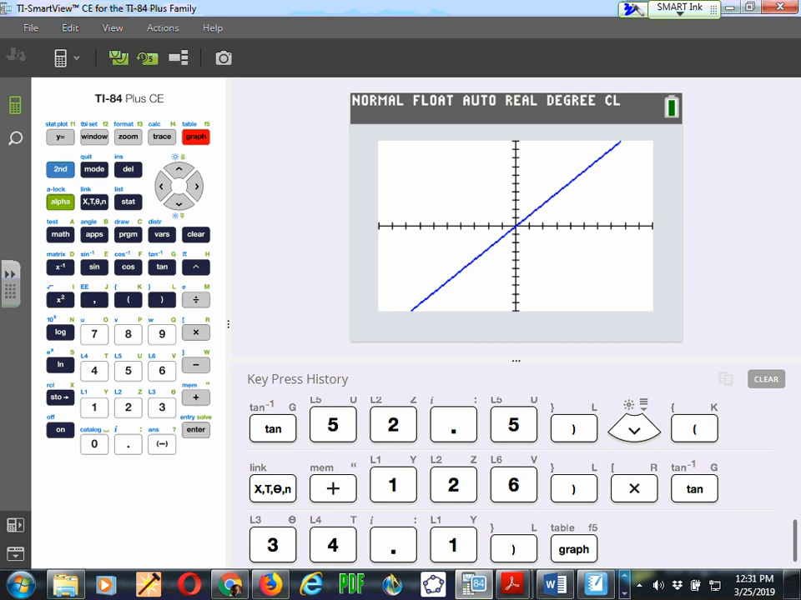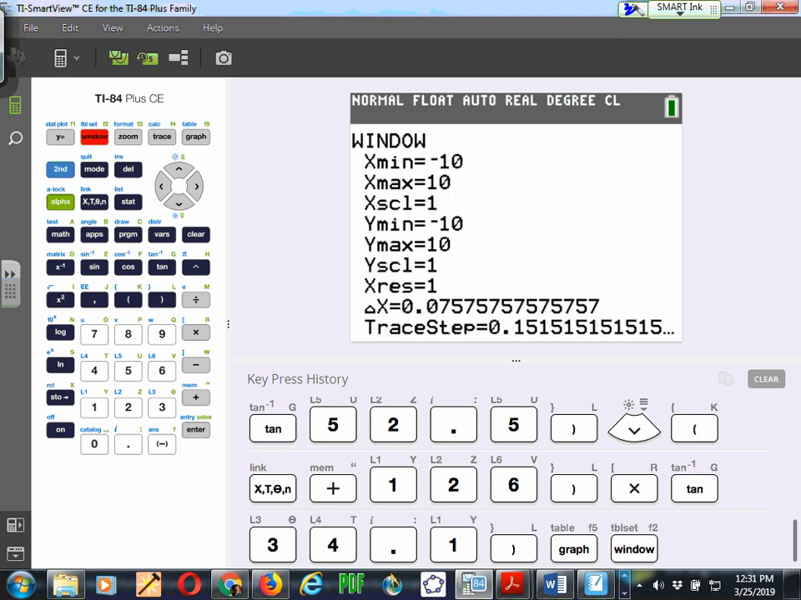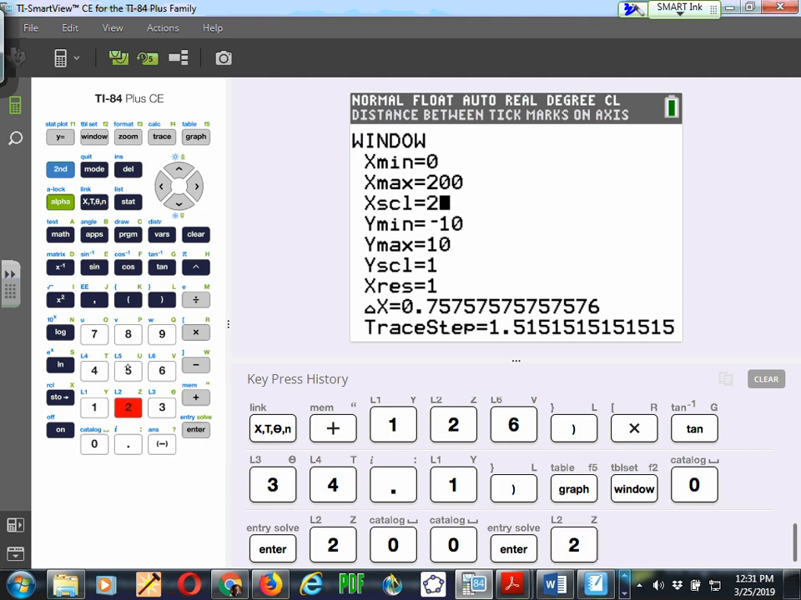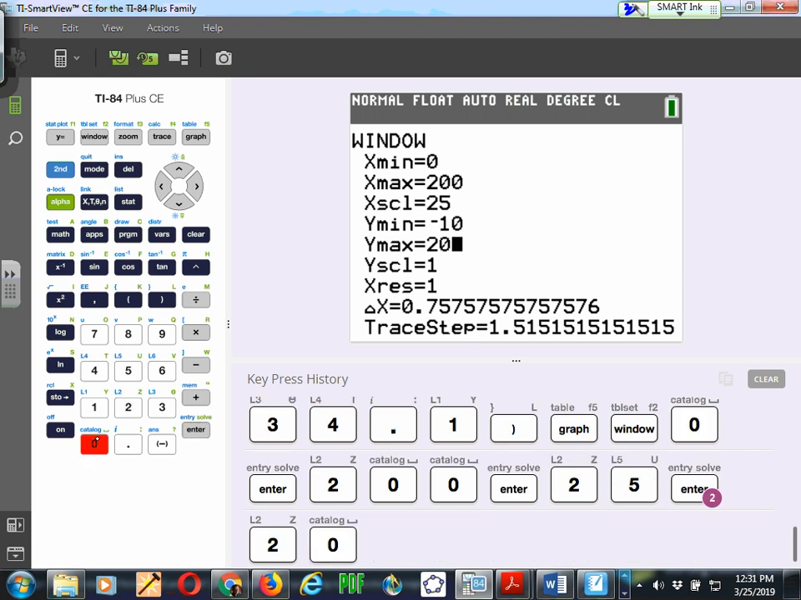So I can experiment a little bit. For instance, I can say I don't care about negative values. I can have x go from 0 up to 200 and make it count by something reasonable like 25s or 50s. I can let y go from 0 to 200. Now, this may or may not show me what I need to see. If it doesn't, I'll go adjust the window again. I just keep adjusting it. What I'm looking for is where these two lines meet.